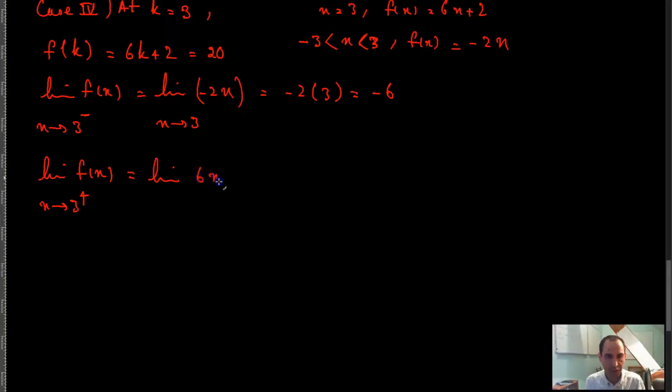The limit of 6x plus 2 as x tends to 3 is equal to 6 times 3, which is 18, plus 2, which is equal to 20. And as you can see, the limit of f of x as x tends to 3 does not exist.